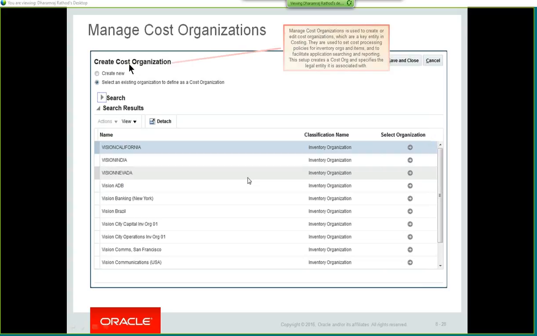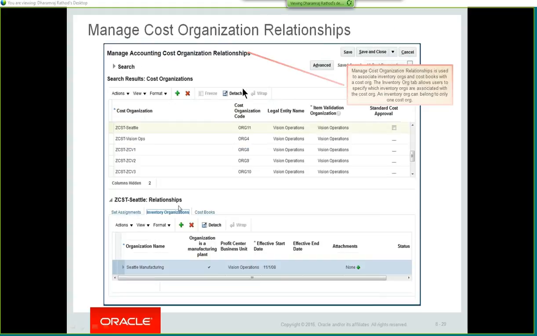So cost organization, I did not actually show you this UI, but you can create a new one, or you can select the existing organization and classify that as the cost organization. And there are various roles which are generated out of box. And one of the important roles in order to get your costing things going is the cost accountant. So cost accountant is the role which you assign to yourself for certain business unit. And this is the cost organization relationship, which we have seen already.